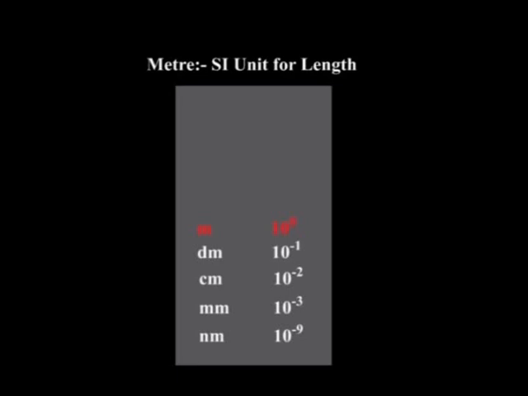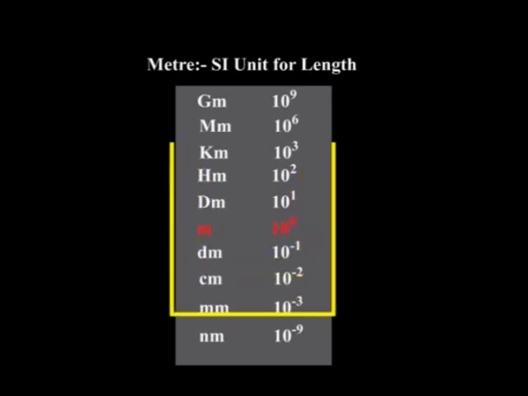Upwards, 10 meters make a decameter, 100 meters is hectometer, up to gigameter, which is a billion meters. 1 billion meters, that is 10 raised to power 9, is equal to a gigameter. But in most cases in physics, measurements will range from millimeters to kilometers, which is a comfortable range.